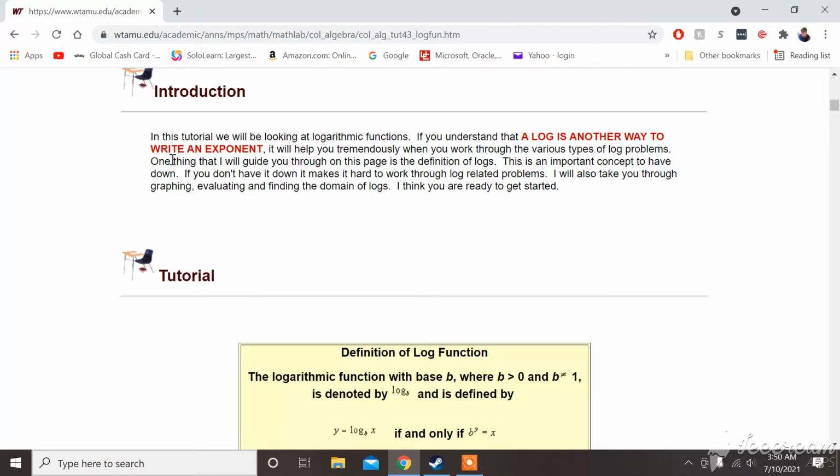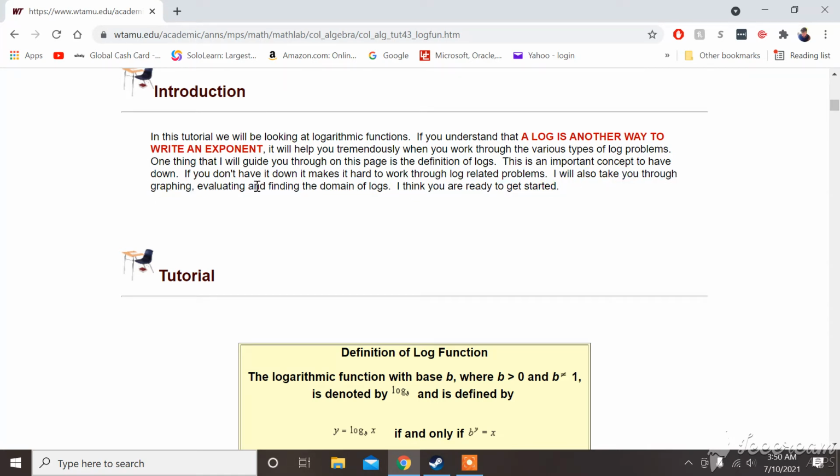One thing that I will guide you through on this page is the definition of logs. This is an important concept to have down. If you don't have it down, it makes it hard to work through log related problems. I will also take you through graphing, evaluating, and finding the domains of logs. I think you are ready to get started.